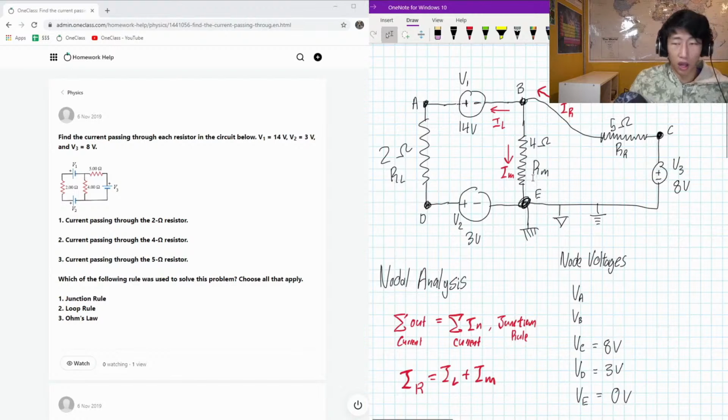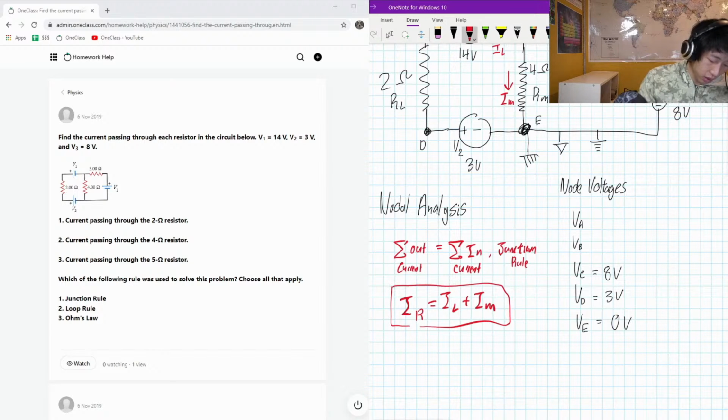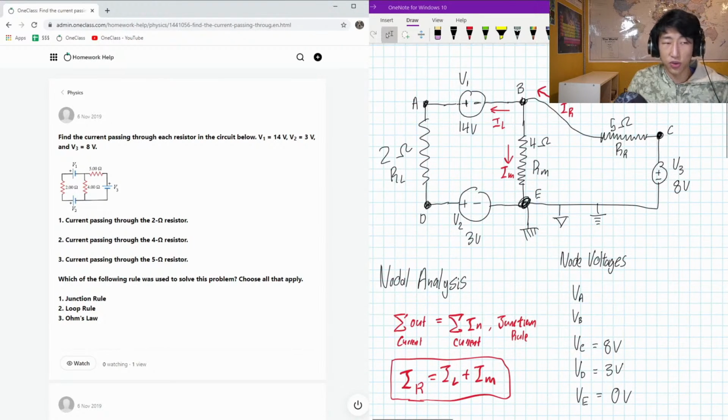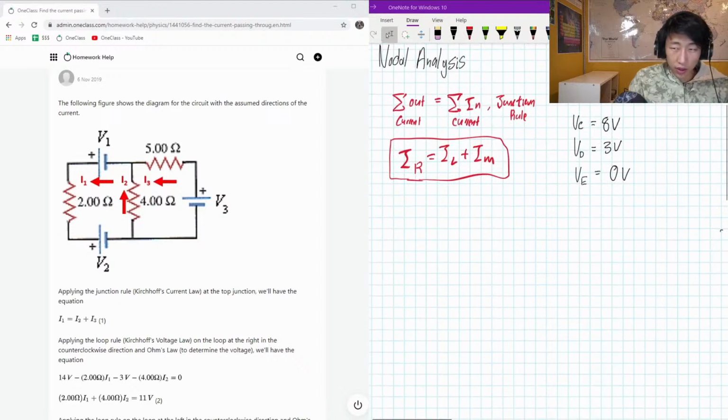Now that we know how these currents are related to each other, we want to use Ohm's law. That's another part of what we're going to use. We want to use Ohm's law to help us find some of these currents. Ohm's law is related to this principle right here.